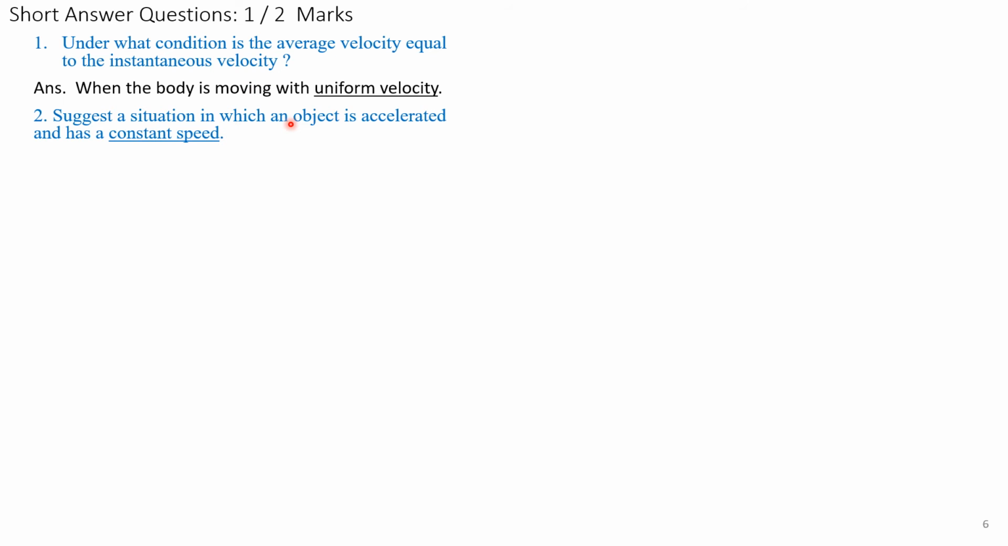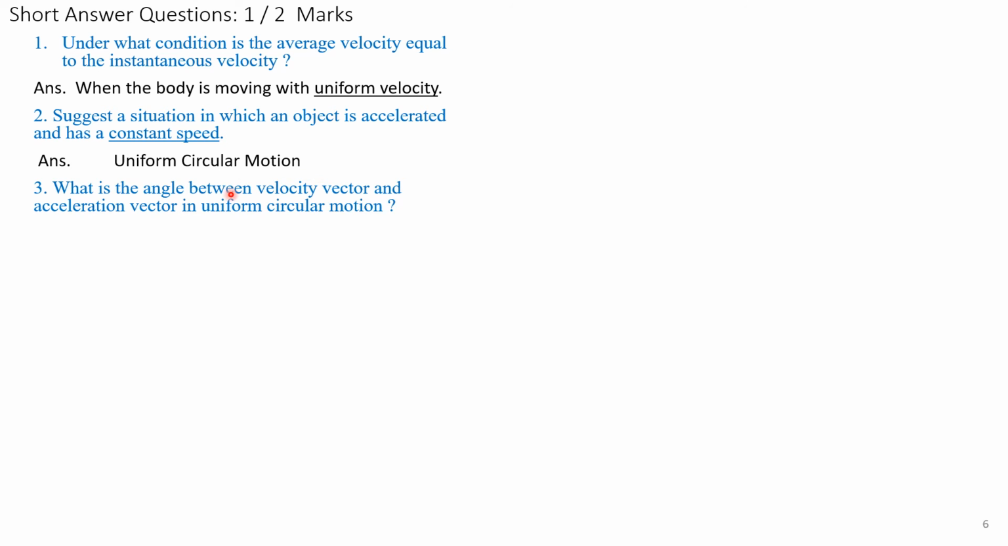Question number 2. Suggest a situation in which an object is accelerated and has constant speed. Answer. When the object is accelerated and has a constant speed, then the motion is uniform circular motion.